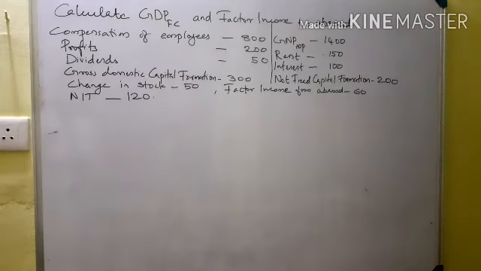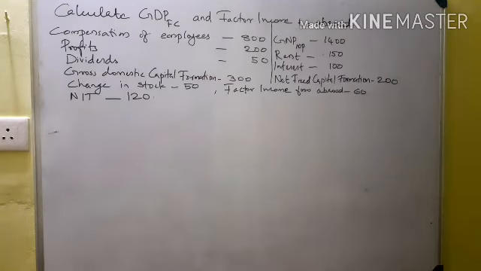Today we are going to discuss how to calculate GDP FC, that is gross domestic product at factor cost, and factor income to abroad by the income method.